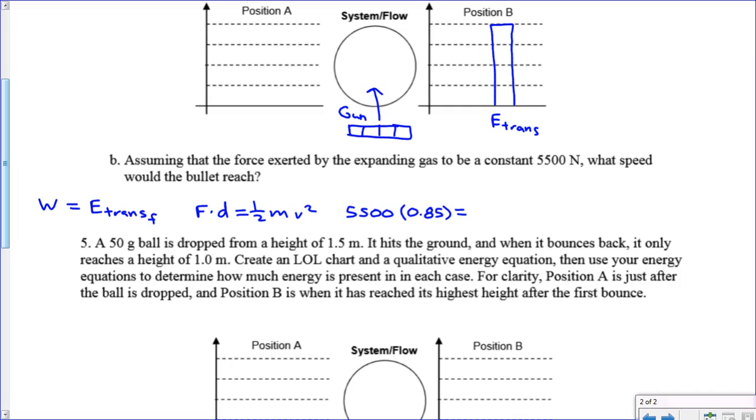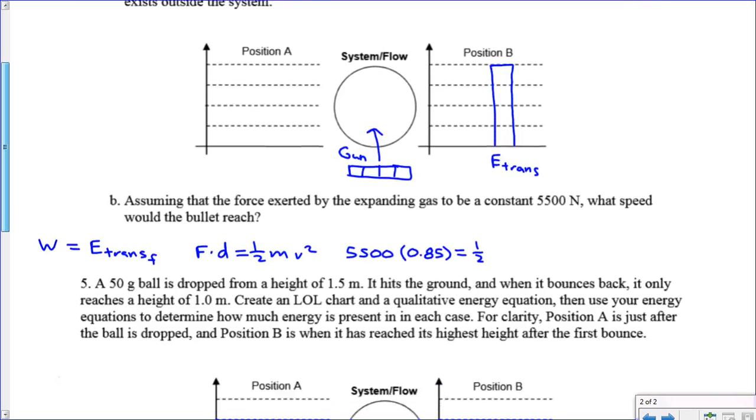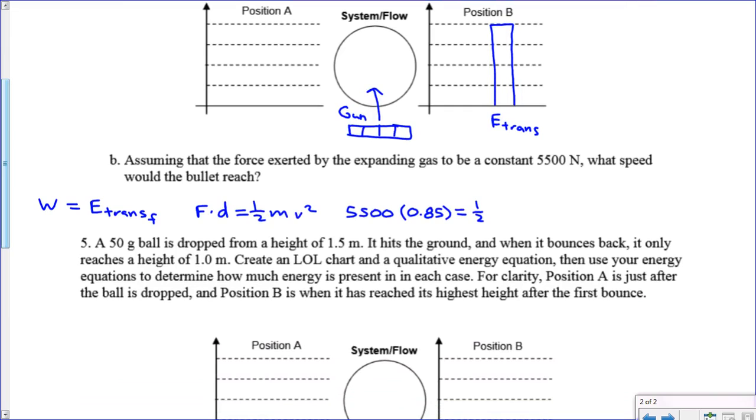All right, so that's our force times our distance. That equals 1/2 times the mass of the bullet. Again above, it says it's a 10-gram bullet. All right, so 10 grams is 0.01 kilograms times its velocity squared. Go through the algebra of that and solve for the velocity, and you should get a velocity of 967 meters per second.